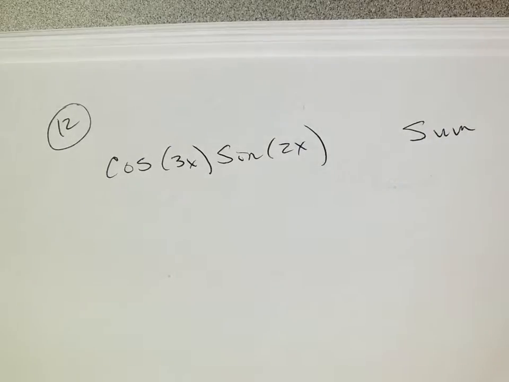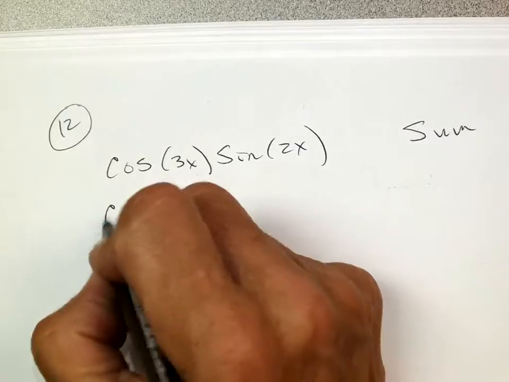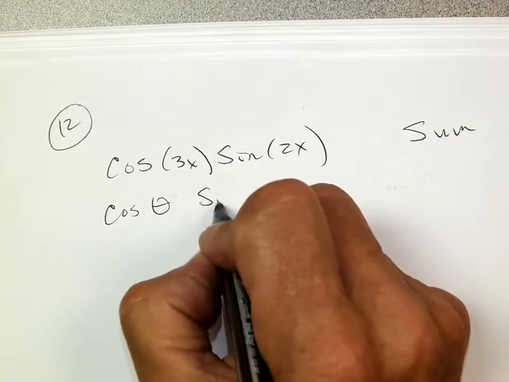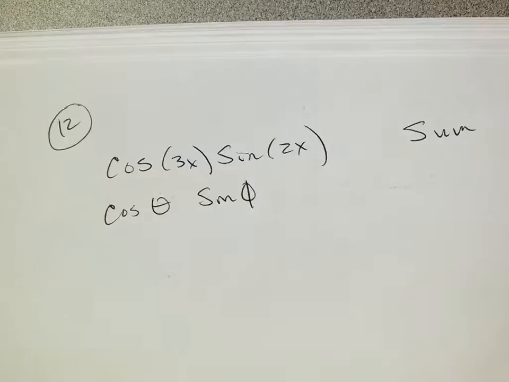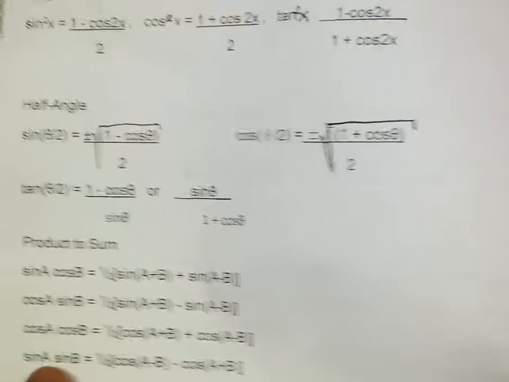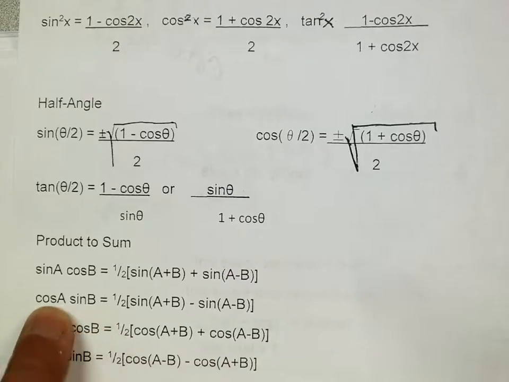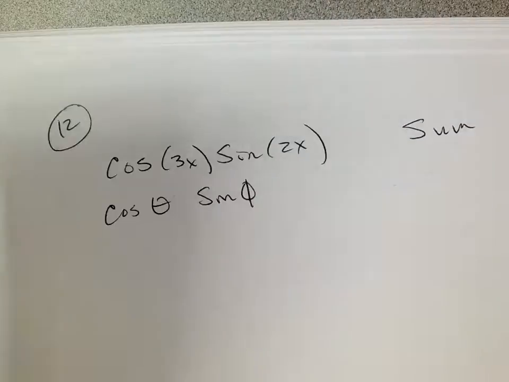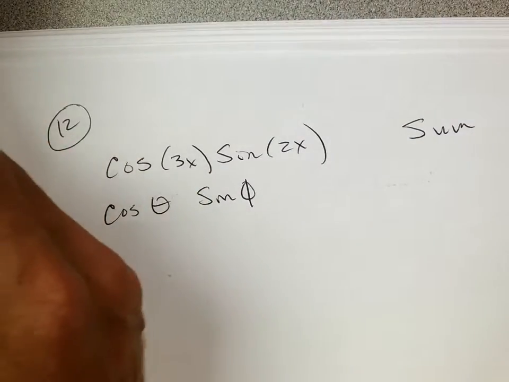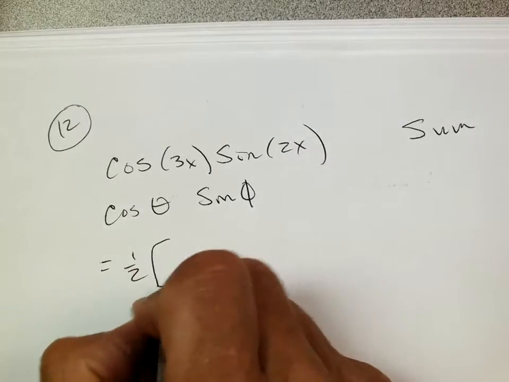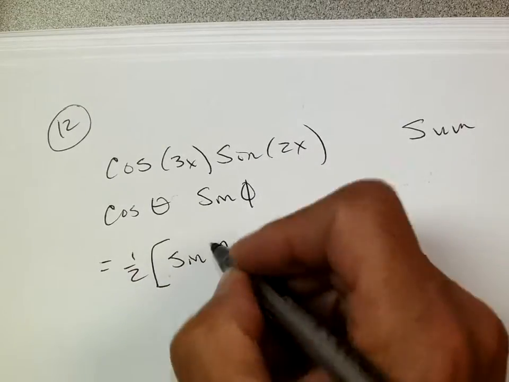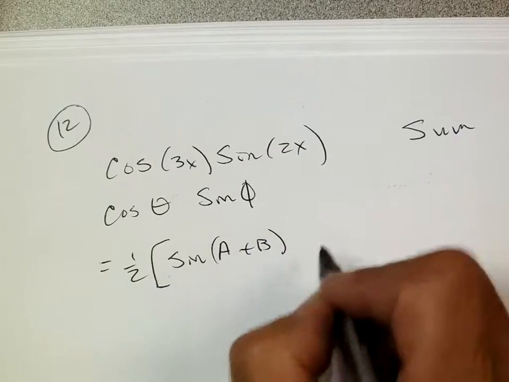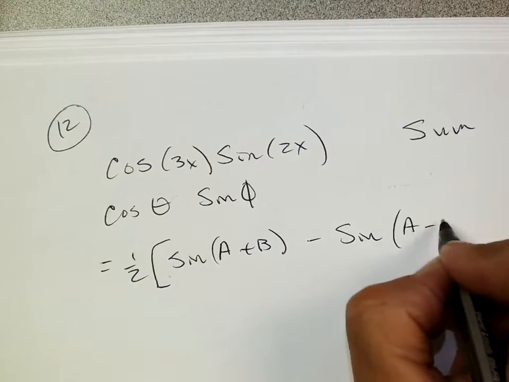Express cos as a sum. So, it's kind of like cosine theta sine phi, isn't it? So I look at my notes, and it is product to sum. In fact, it's cosine sine, isn't it? So it's that one right there. I'm going to use this formula here, cosine sine: 1/2 bracket sine of a plus b minus sine of a minus b, okay?